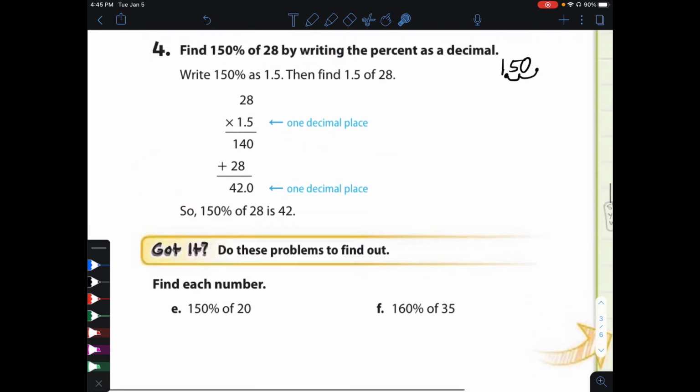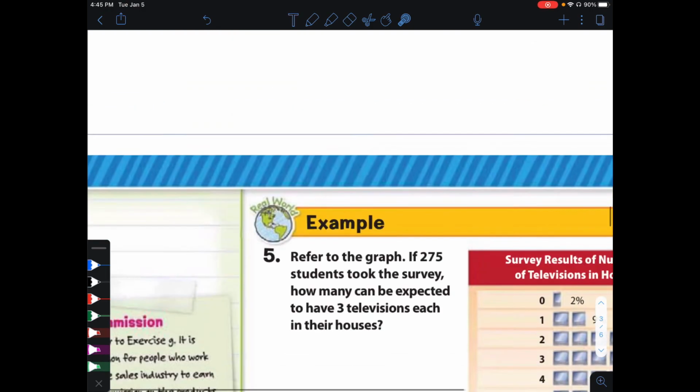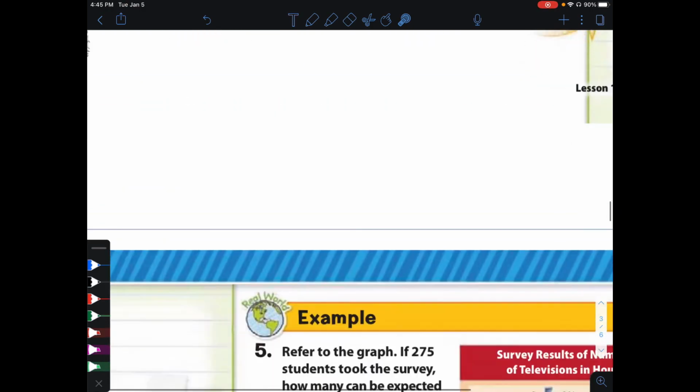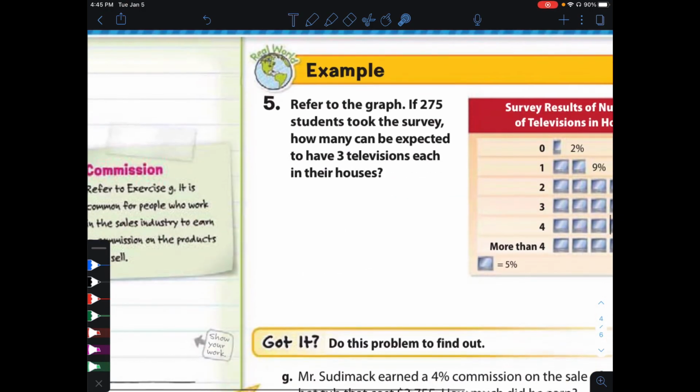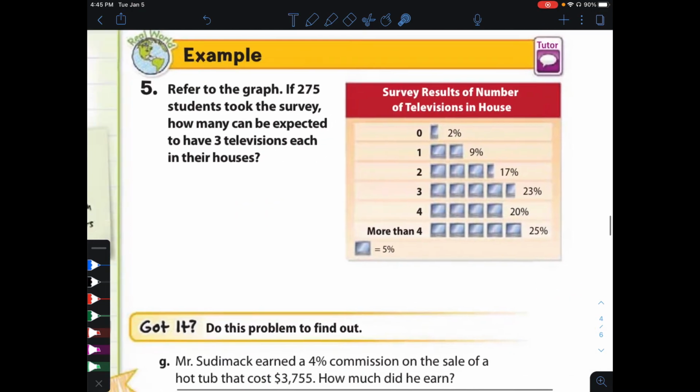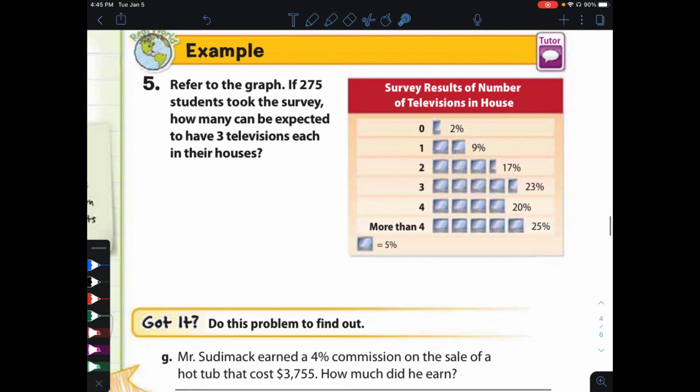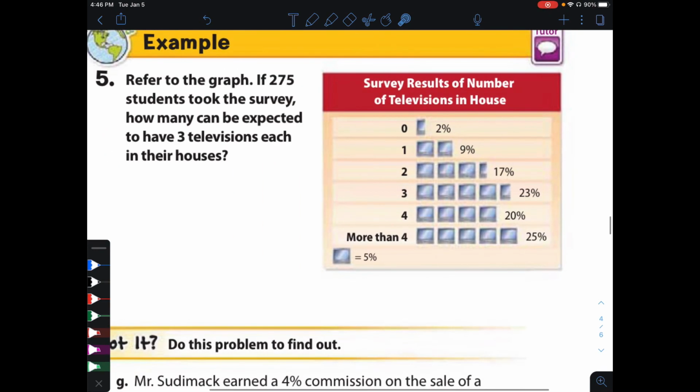Okay, do the got it, and let's see if you understand examples 3 and 4. Finally, last example, example number 5, is always going to be a word problem. So refer to the graph. This is the graph that we're talking about. If 275 students took the survey, how many can be expected to have 3 televisions each in their houses?